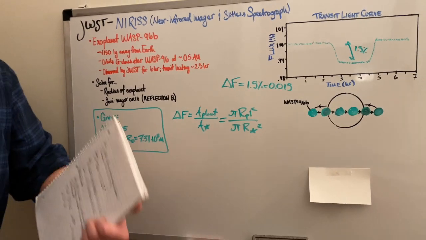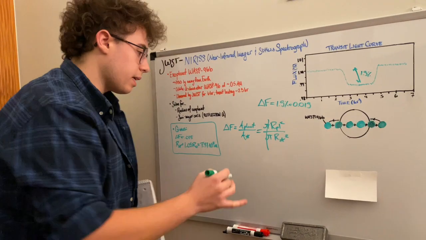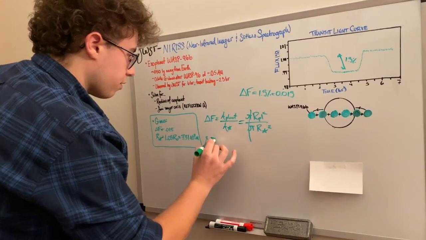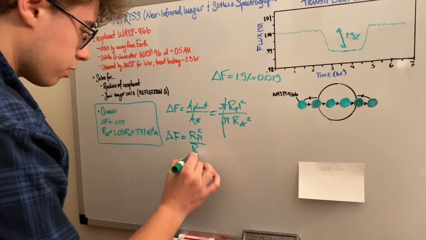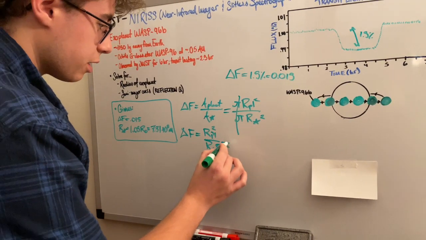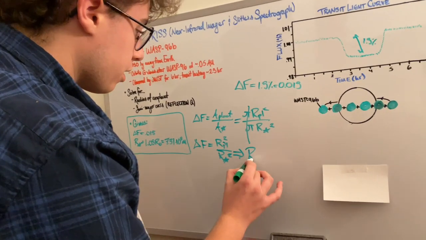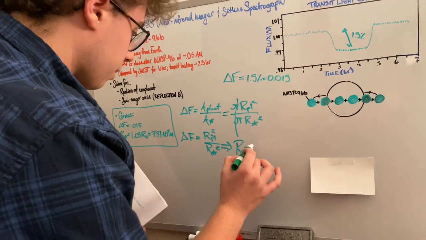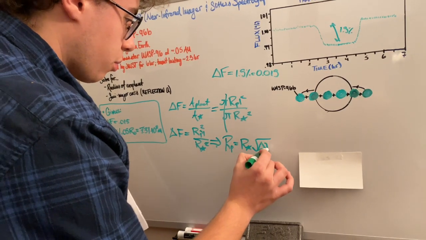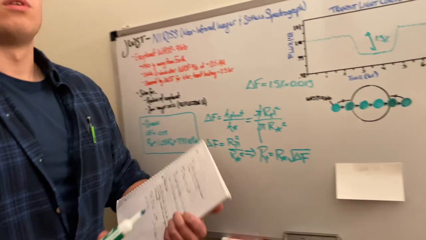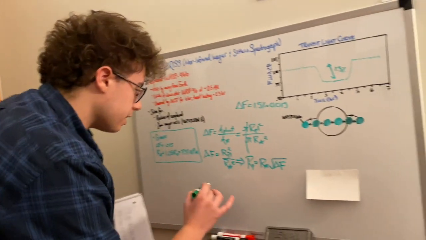And great, we've identified our knowns and we've identified our unknowns. We can cancel out these pi's for easy sake. We could say the change in flux is equal to r of the planet squared over r of the star squared. When we rearrange this, because now our unknown is r of the planet, we find the equation r of the planet is equal to r star times the square root of the change in flux. So wonderful, we can make our super easy calculation now and solve for the radius of WASP-96b.